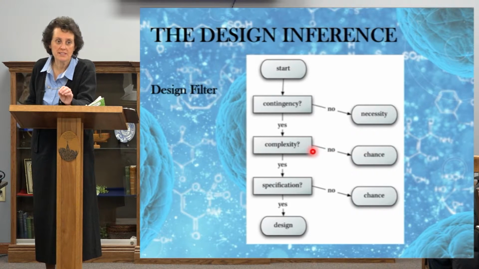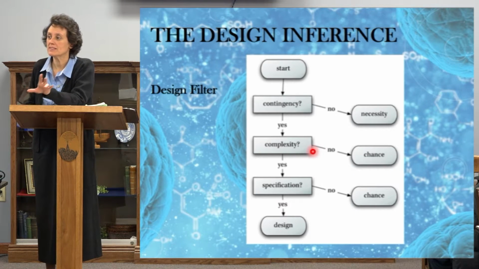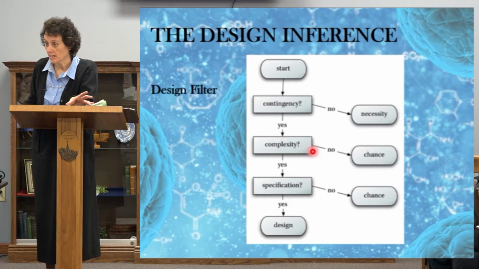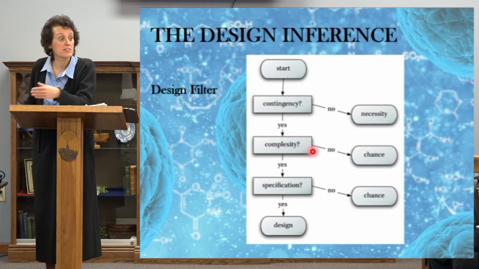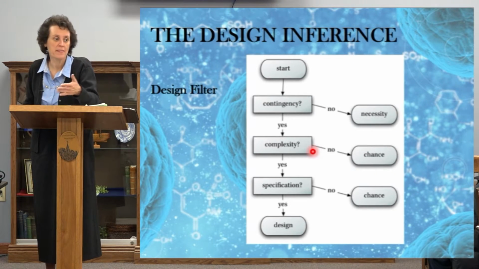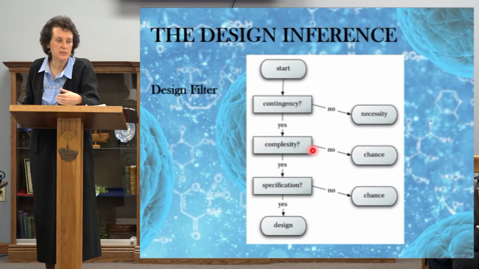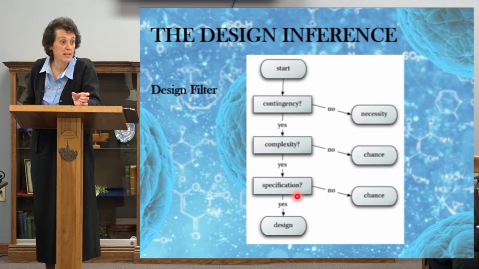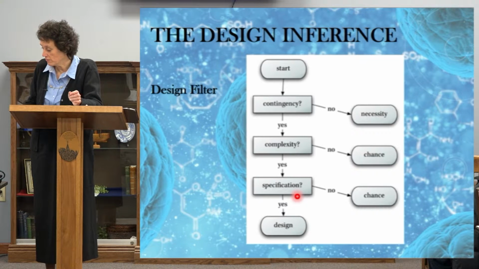So it's not that complexity is low probability, it's that we can detect complexity by looking at the chance of it occurring. If it has a high chance of occurring, it's just random, it's chance. If it has a low chance of occurring or low probability of occurring, it's probably complex. But then it also has to be specified. Is it recognizable? Does it correspond to a known pattern? That would make it recognizable. If it is, then we can infer design.